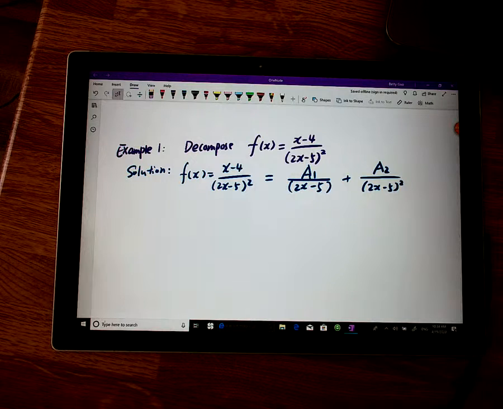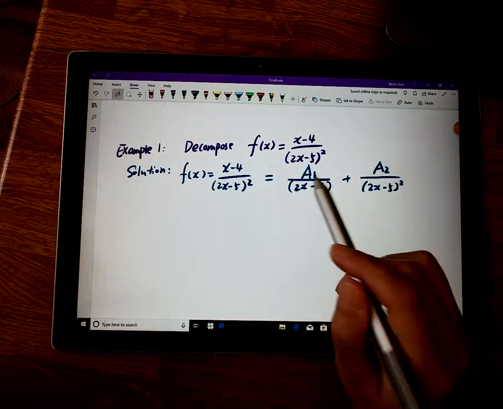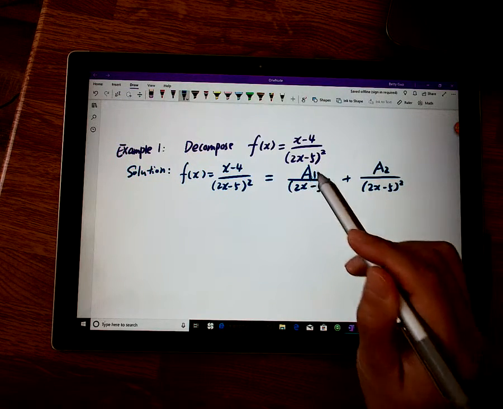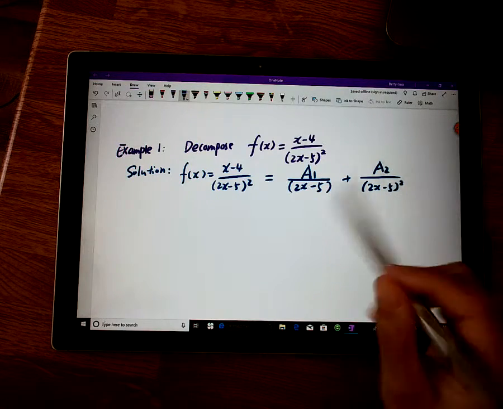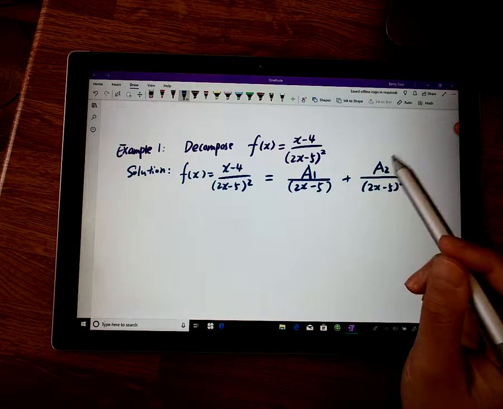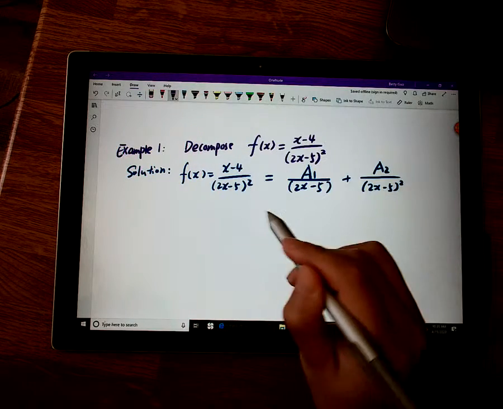Do you think you can do that? Nothing fancy, just follow the pattern. Let me double check. Okay, so unless we know the values for a sub 1 and a sub 2, the decomposition is not certain. Then how do we find the values for a1 and a2? This is how we do that.